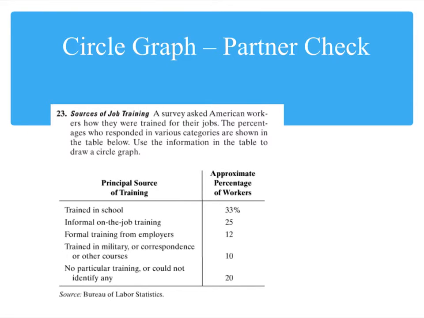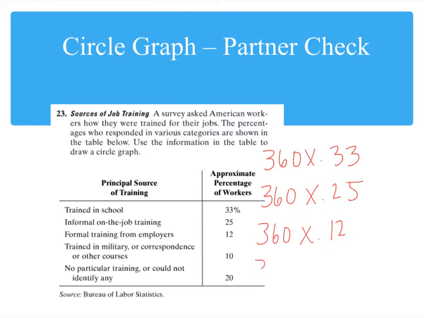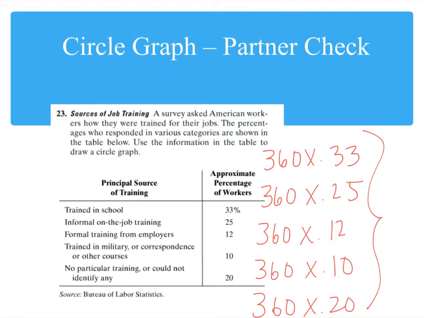So you can see in this problem here, it asks you to actually make a circle graph. So you need to take each of those percentages, multiply them by 360, and that will tell you the angle that you need to have for that particular section of the circle graph. So if we take 360 times 0.33, 360 times 0.25, and we're going to do that all the way down. That's going to give you the angle measures that you're going to need to have.